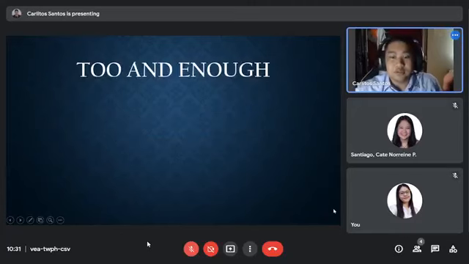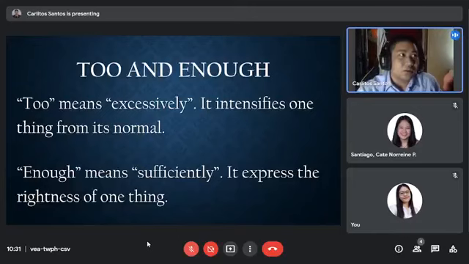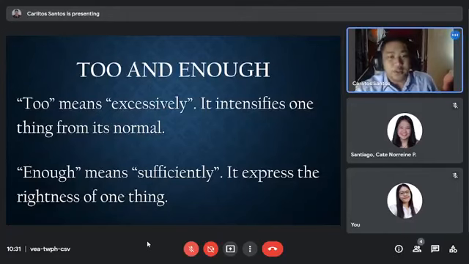too and enough, where too means excessively, or it intensifies one thing from its normal, and enough means sufficiently. It expresses the rightness of one thing.